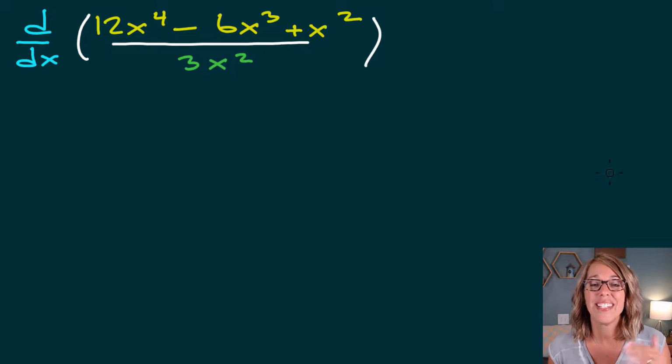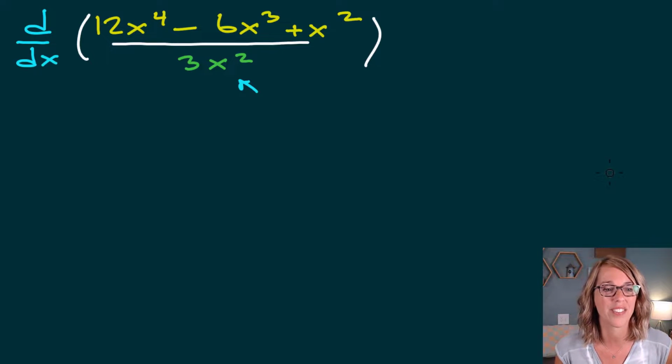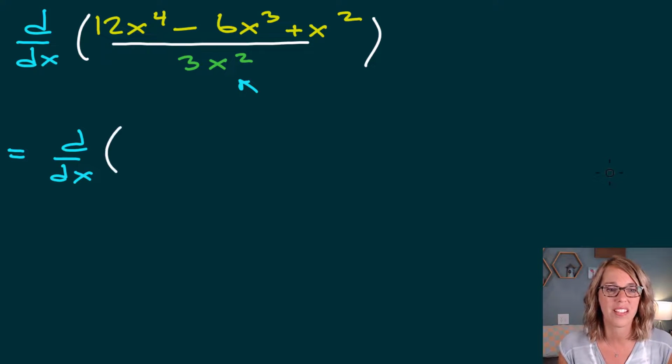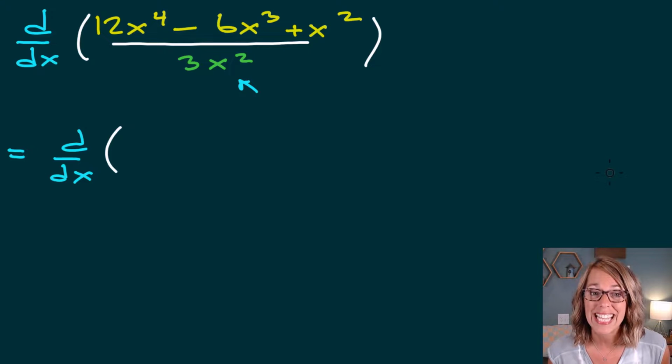In this next one, I have a division of polynomials, that trinomial divided by the 3x squared. I'm going to simplify and get a single polynomial, and I can do that because I have a monomial, a single term in the denominator. I'm going to divide each term on top by the 3x squared. So bringing the d/dx down, let's go ahead and work through this trinomial and divide each term.